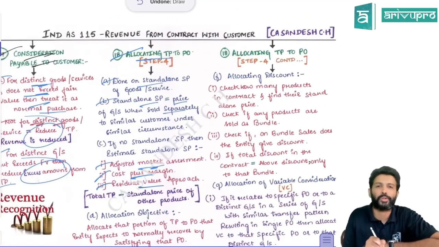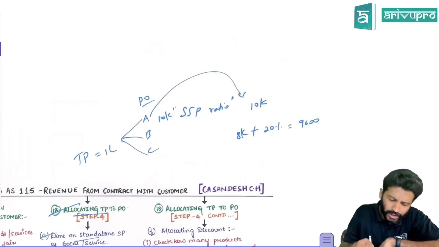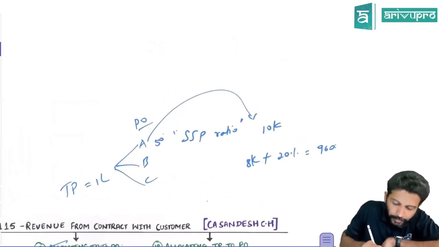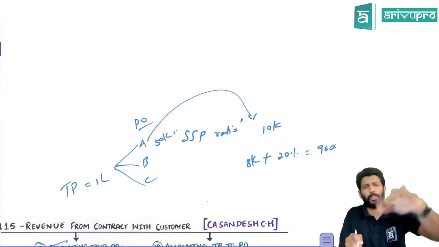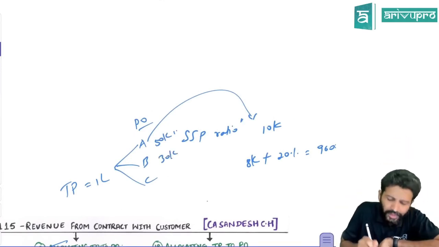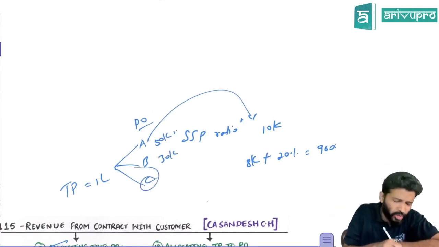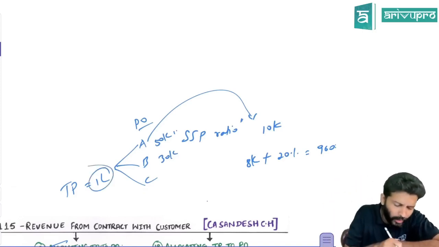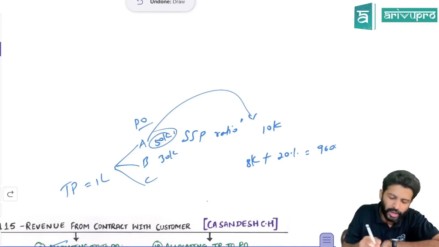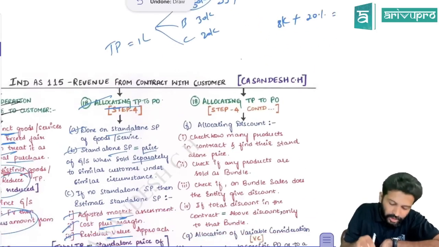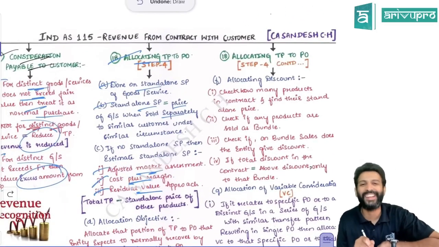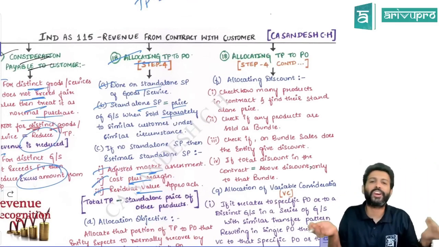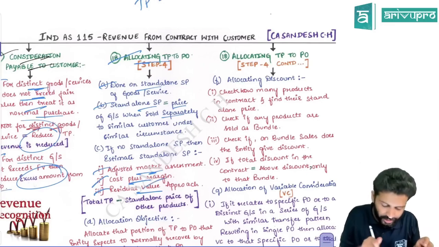Third one is the residual value approach. Residual value approach is nothing but a balancing figure approach. Let's say A's standalone selling price is 50,000, directly observable or estimated or whatever. B's standalone selling price is, let's say, 30,000. For C's standalone selling price, you don't even bother estimating, because out of 1 lakh, if 50,000 is for A and 30,000 is for B, automatically 20,000 is for C. That is your residual approach, basically the balancing figure approach. So if you have 3 performance obligations, find out the standalone selling price for the other 2, and the third one will automatically become the balancing figure. That is your residual value approach.